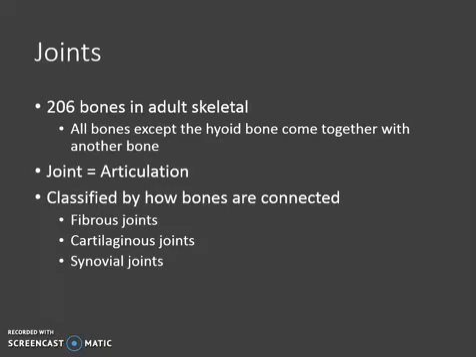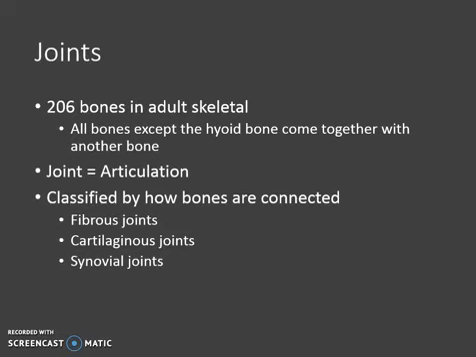There are 206 bones in the adult skeleton, and with the exception of one bone called the hyoid bone, all of the other bones in the body are connected to another bone in the body. And so you have a lot of joints in your body, and a joint is just anywhere where two or more bones come together. We can also call a joint an articulation.